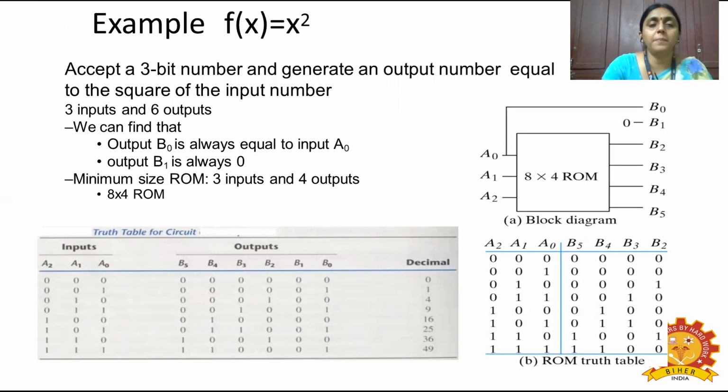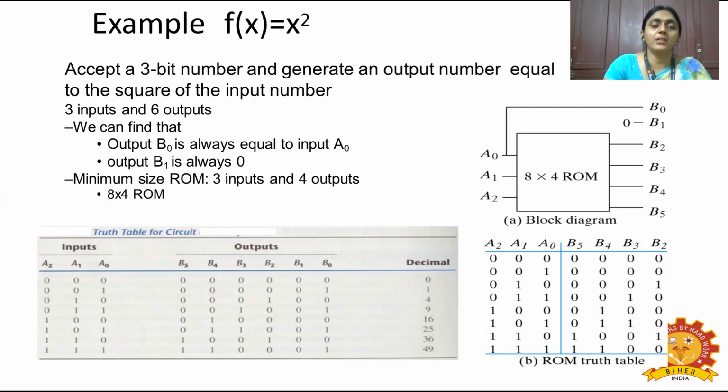And here is an example which has f of x is equal to x square, and here it accepts a 3-bit number and generates an output number which is equal to the square of the input number. And here it involves 3 inputs and 6 outputs. So the 3 inputs here are represented as A0, A1 and A2 in the truth table given, and 6 outputs are represented as B0, B1, B2, B3, B4 and B5.